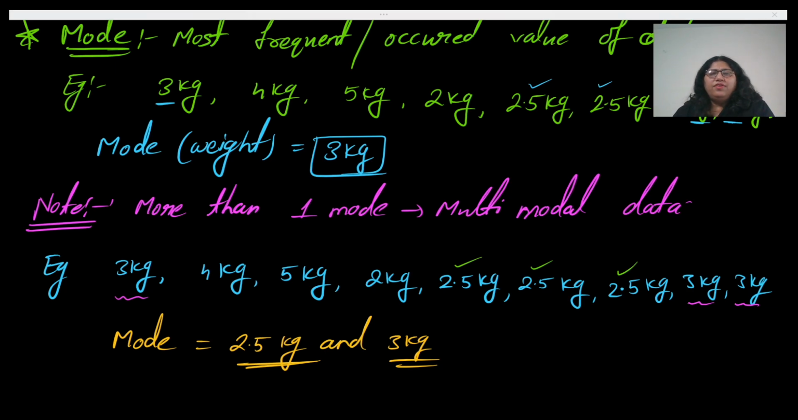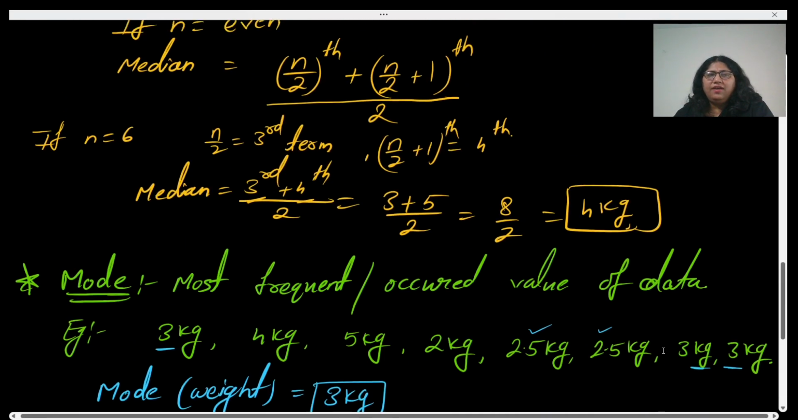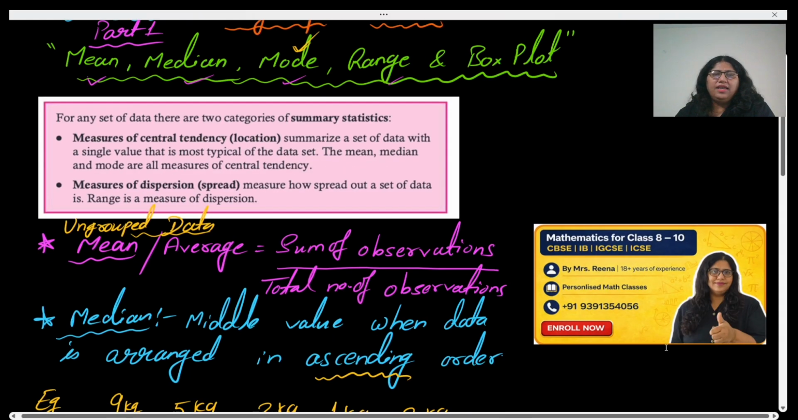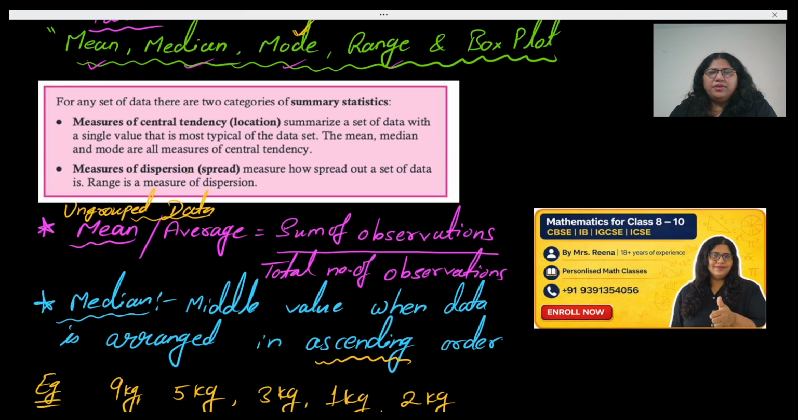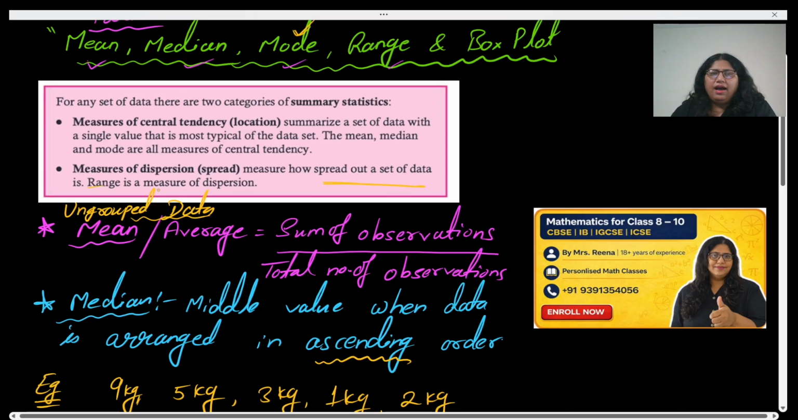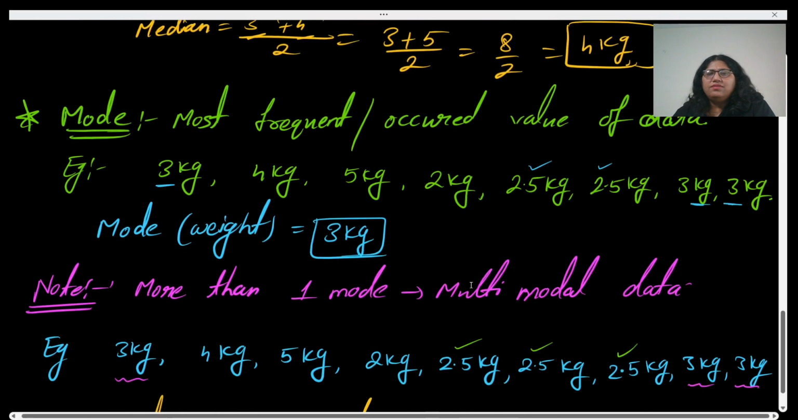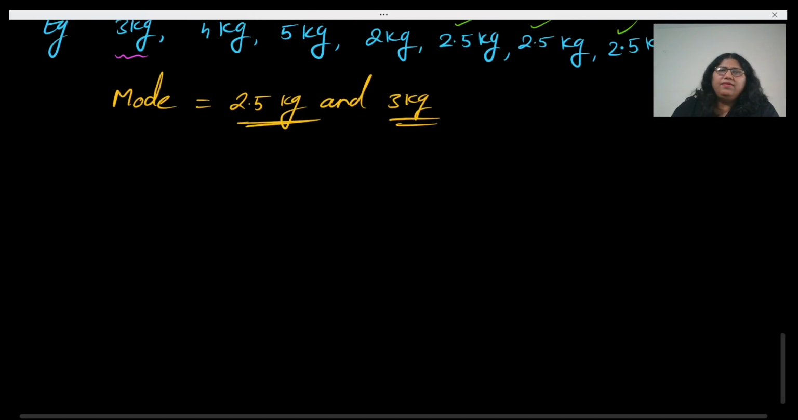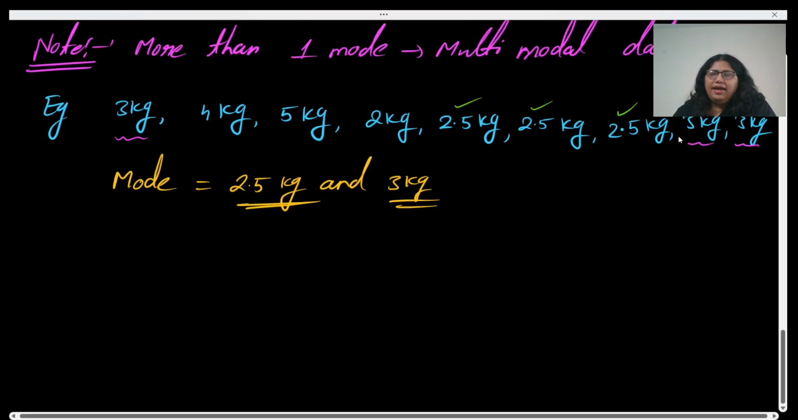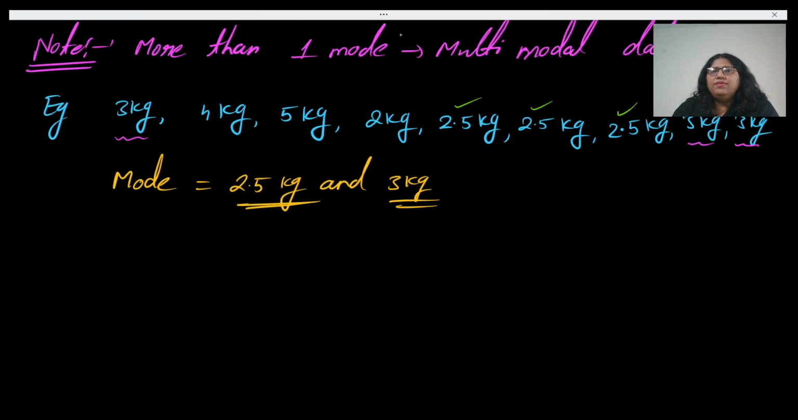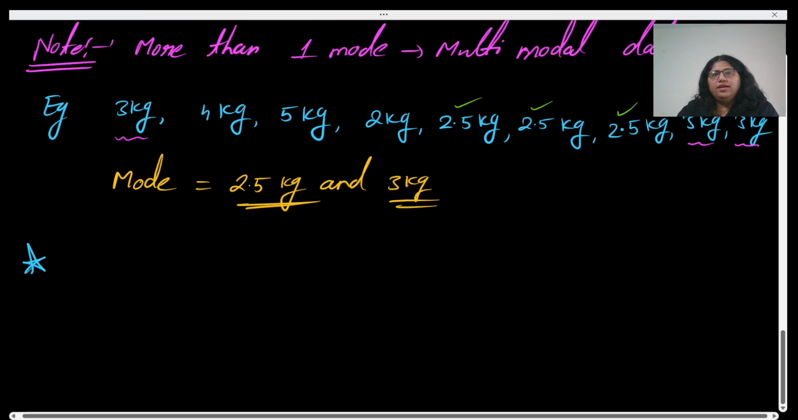Then what is the meaning of range? How do we calculate the range? Range is a measure of dispersion. That means how spread out a set of data is. To calculate the range, we take the highest value and the lowest value, and if we take the difference of these, we get the range and how the data is spread.